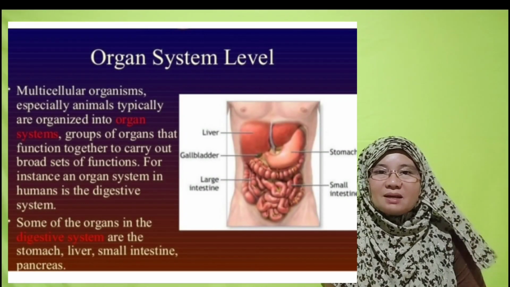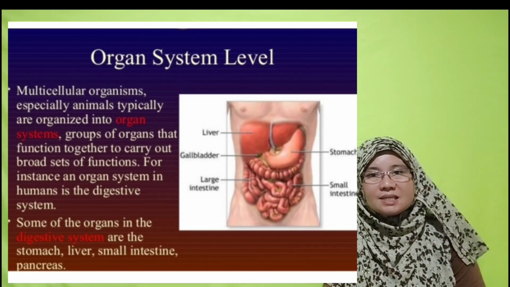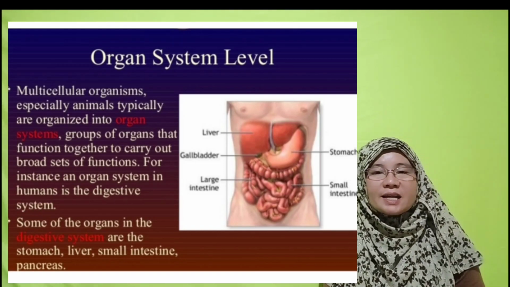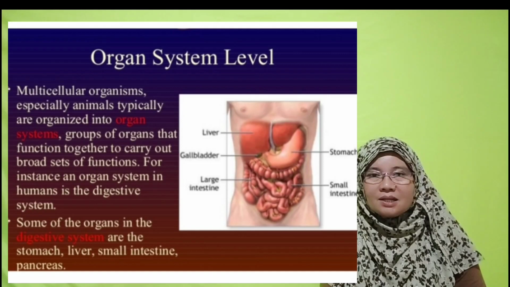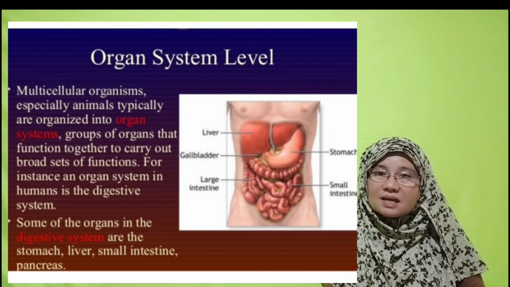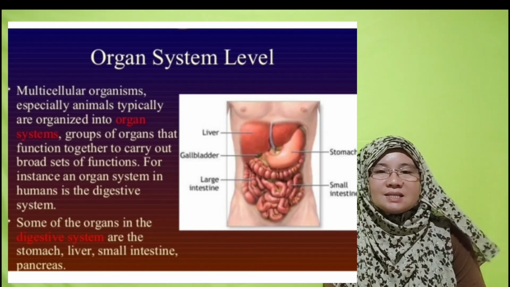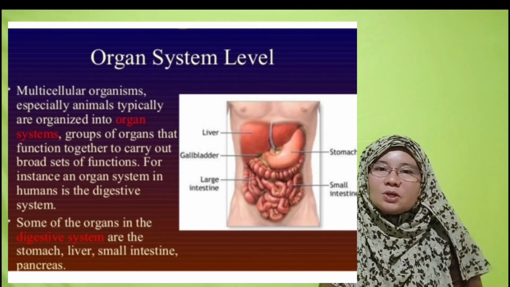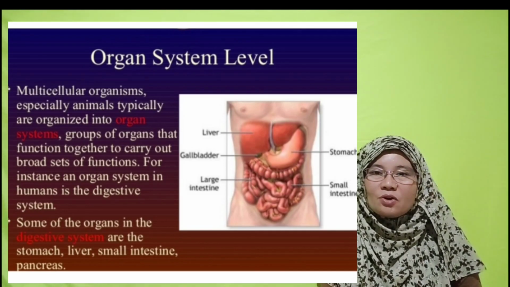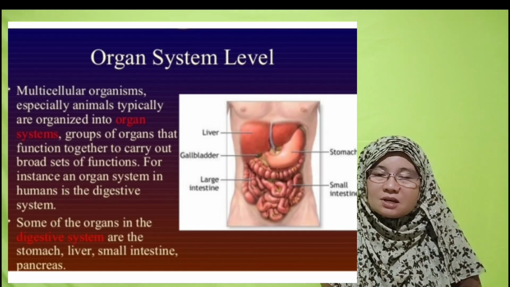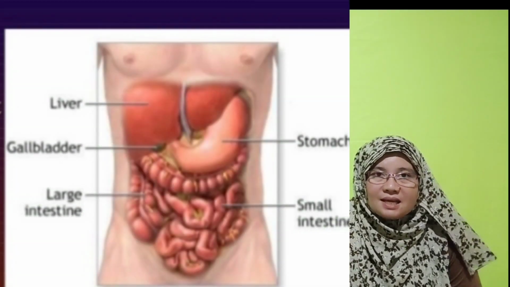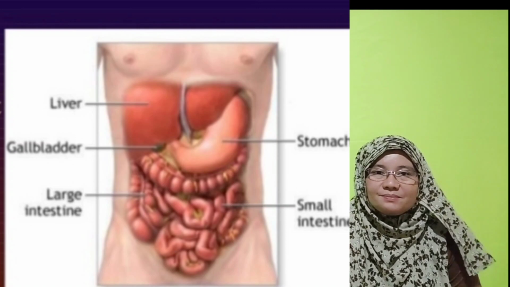At the organ system level, multicellular organisms, especially animals, typically are organized into organ systems. These are groups of organs that function together to carry out broad sets of functions. For instance, an organ system in the human is the digestive system. Here, some of the organs in the digestive system are the stomach, liver, small intestine, and pancreas.